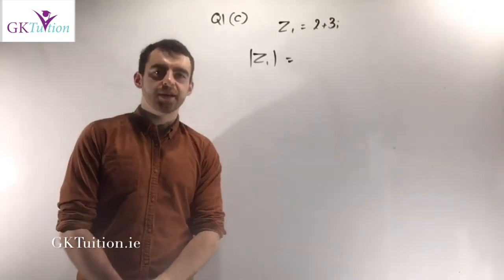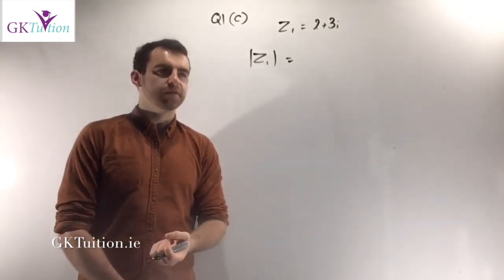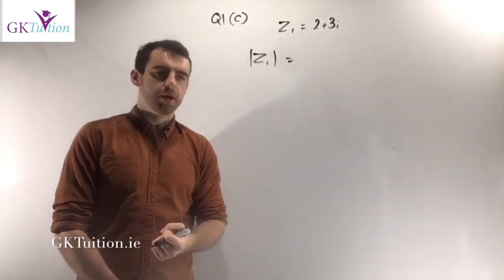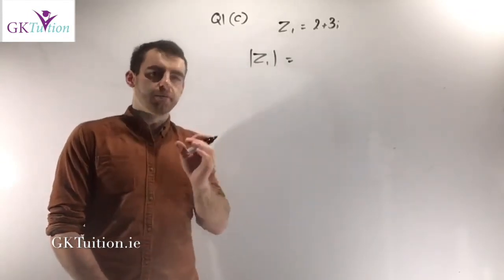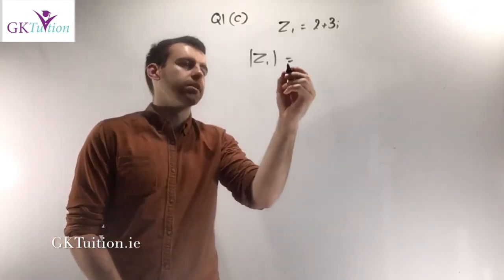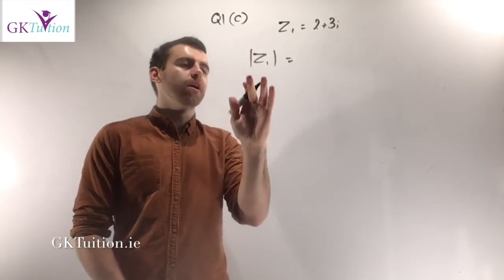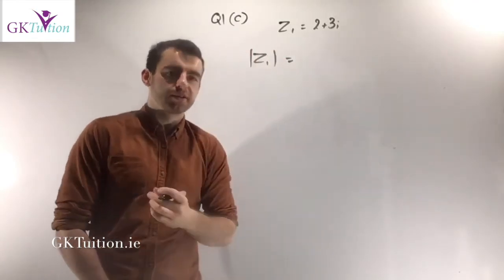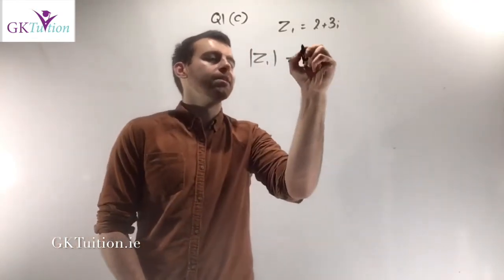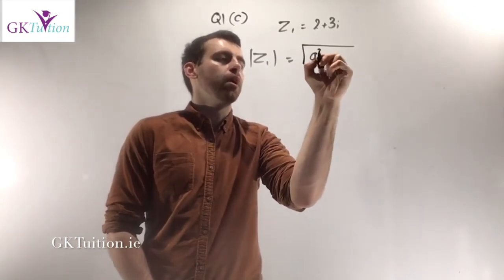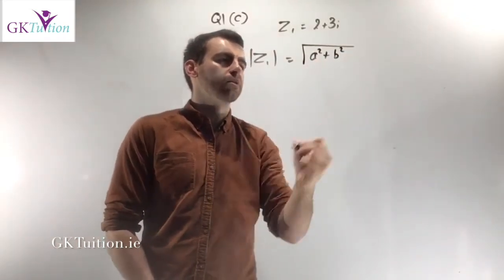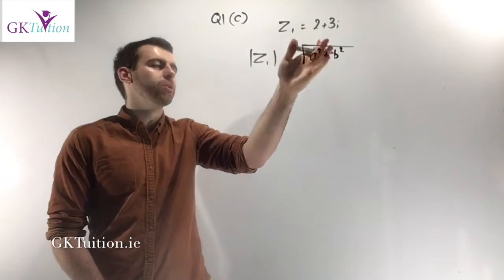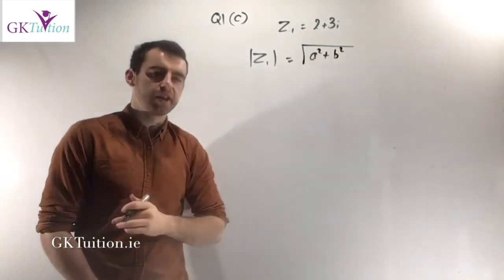In part C, we're asked to prove that the modulus of Z1 is the square root of 13. In order to do that, you need to remember that we have a formula for modulus. These lines mean modulus, so the lines around Z1 are asking me to get the modulus of Z1. And to calculate that, it's the square root of a squared plus b squared, where a is the real number and b is the coefficient in front of the i.